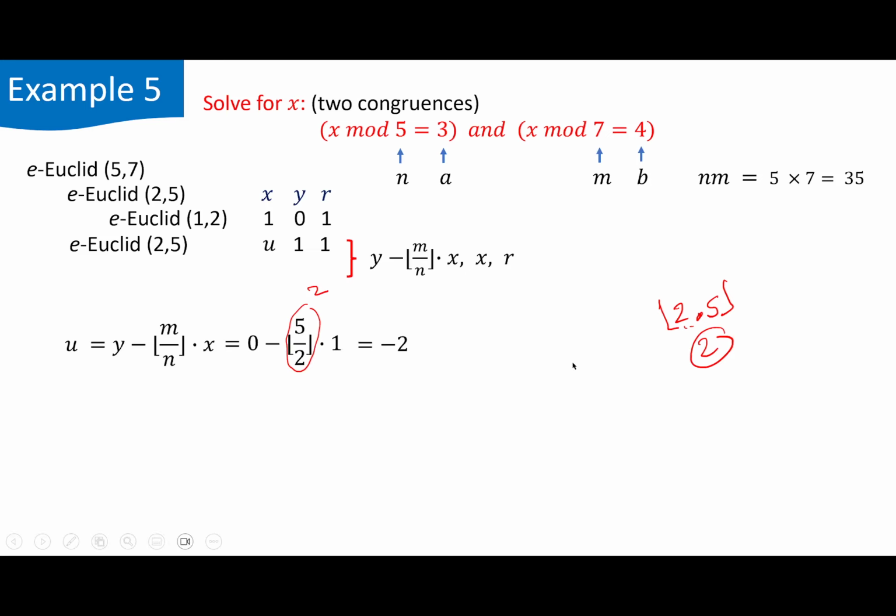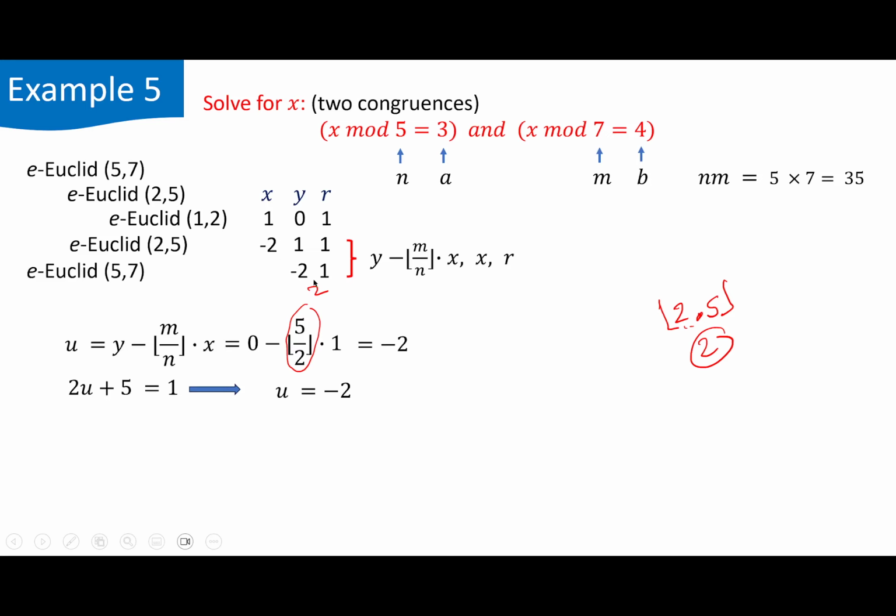I like to do it in a different way. What I like to do is put u here, so I need this number times 2 plus 1 times 5 to be equal to 1. 2u plus 1 times 5 is equal to 1. Then I can solve this simple equation. I get u is equal to negative 2. That's a lot easier. So negative 2. Now I have to go back again one more step to get to my original numbers, okay?